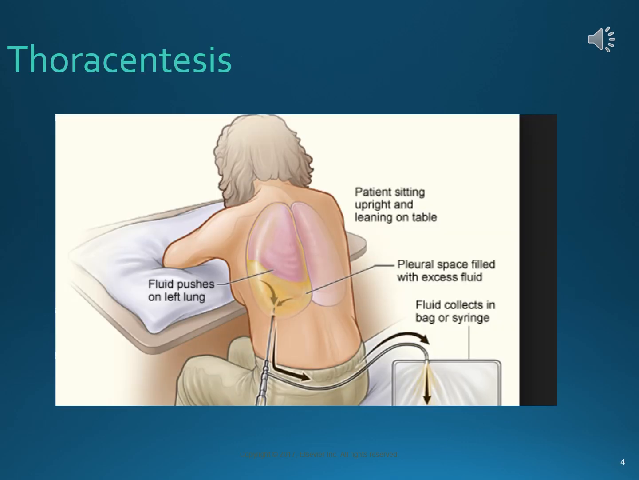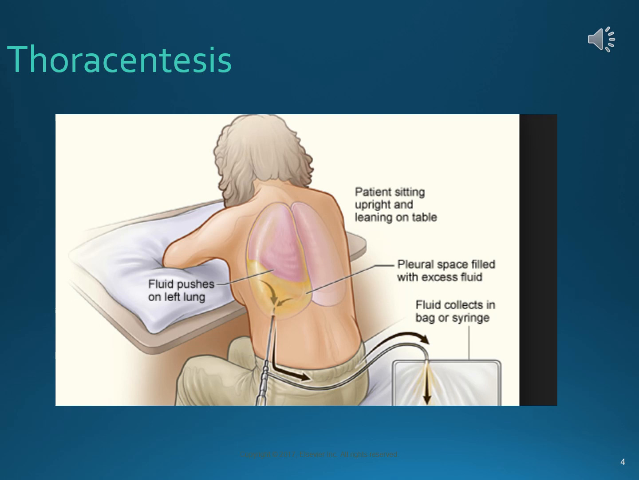This shows patient positioning for a thoracentesis. You've got fluid in the bottom of the left lung, the pleural space, filled with excess fluid, and then that pushes up the left lung and it can't expand as much, and therefore there's less area for gas exchange.